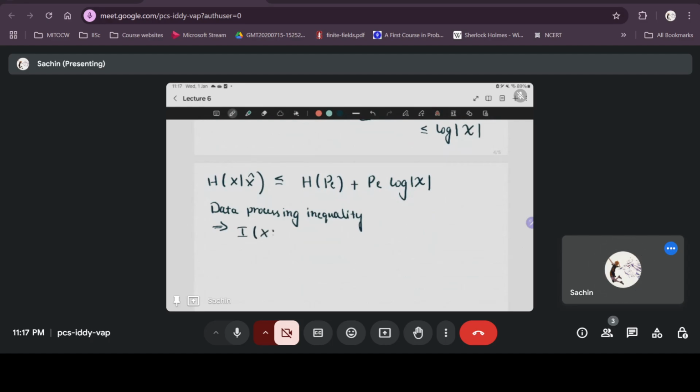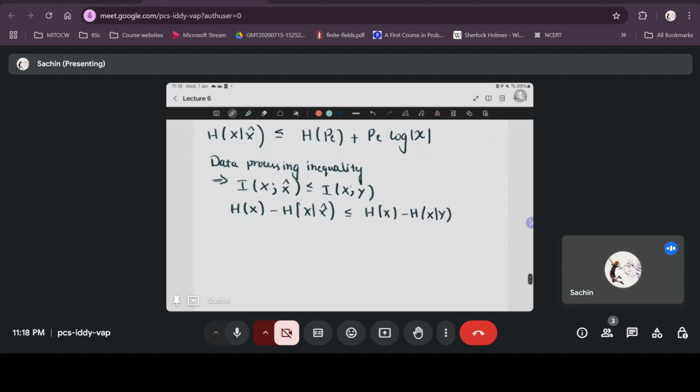It says that I(X; X hat) is less than or equal to I(X; Y) because X hat is a function of Y. X hat is an estimator that we get by manipulating Y. But by definition of this mutual information, this is H(X) minus H(X given X hat), which is less than or equal to H(X) minus H(X given Y). So we cancel out the H(X) from both sides, then we multiply by minus 1, and when we multiply by minus 1, the inequality sign changes. So H(X given X hat) is greater than or equal to H(X given Y).